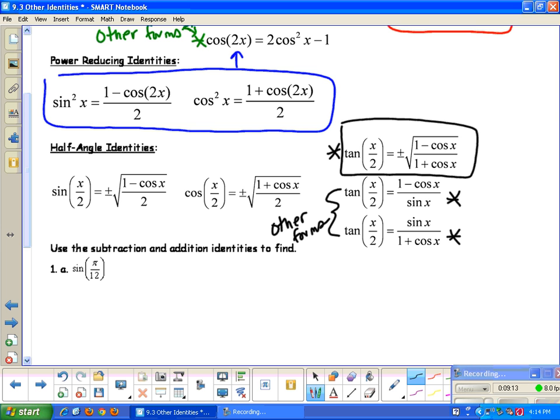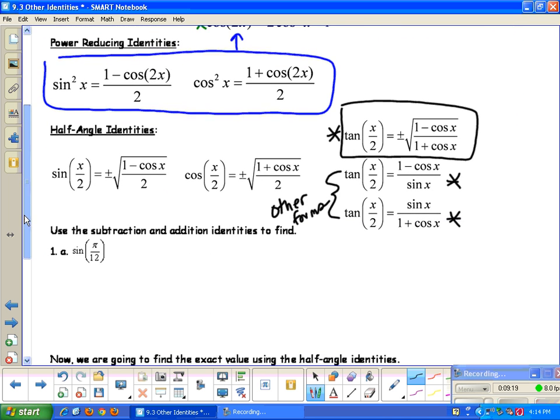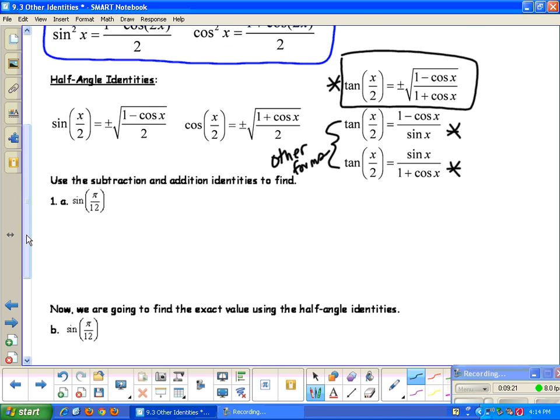So you need to have each of these different forms memorized. So definitely memorize the double angle, the power reducing, and the half angle. There are some other formulas in this section that we're going to talk about, but I'm not going to require you guys to memorize them. These are the ones that I do require you to have memorized, so I'd start making flashcards and looking at them now.